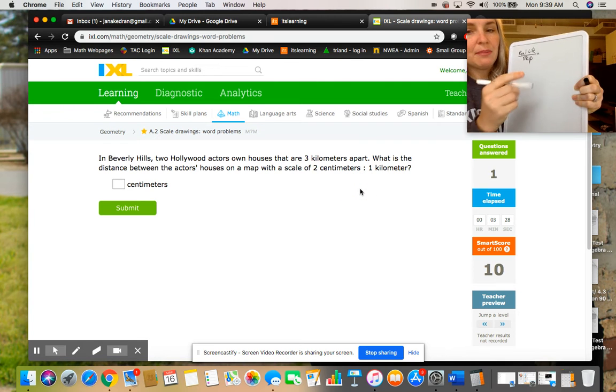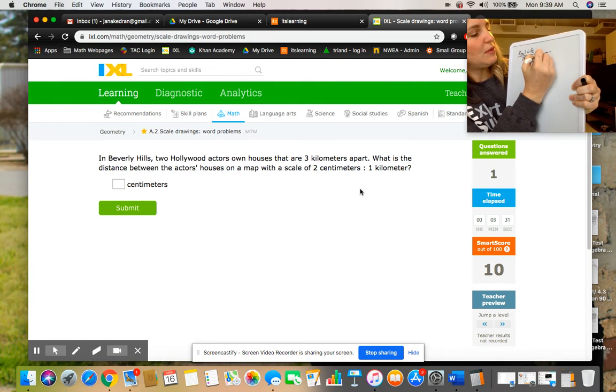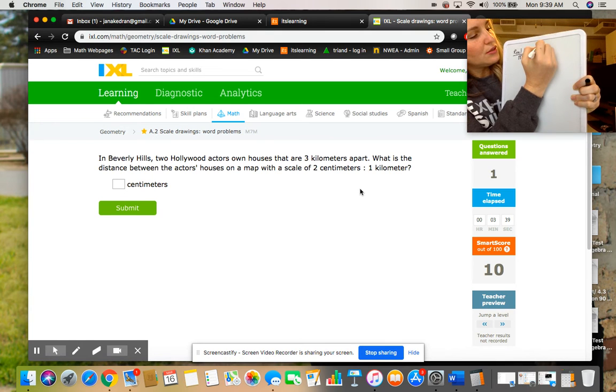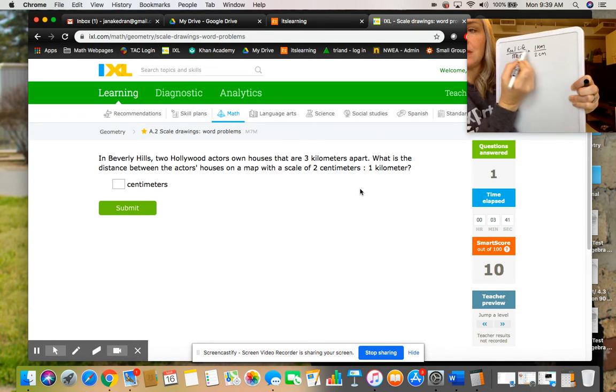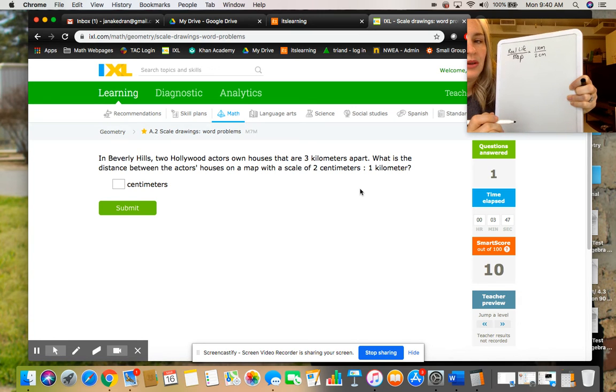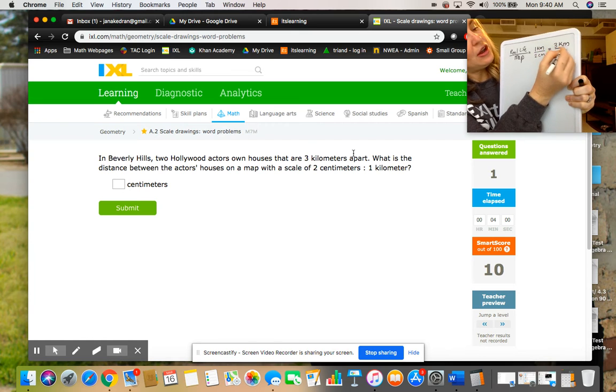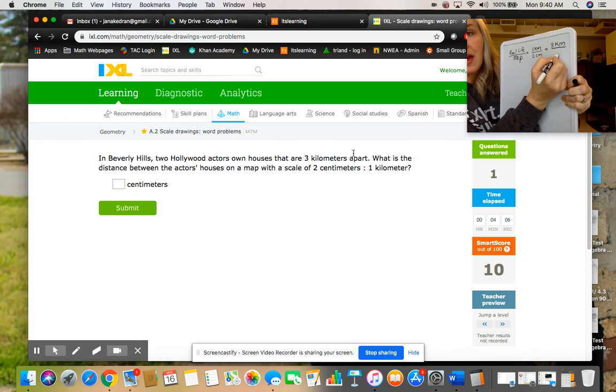So the map is 2 centimeters, so I'm going to put that in the bottom, and the real life is 1 kilometer, so I'm going to put that in the top. So again, just matching real life and map with its words. And then it wants to know what is the distance between the actors' houses on a map if in real life they're 3 kilometers apart, right? So if I were to know the 3 kilometers, how much would that be in centimeters on my map?